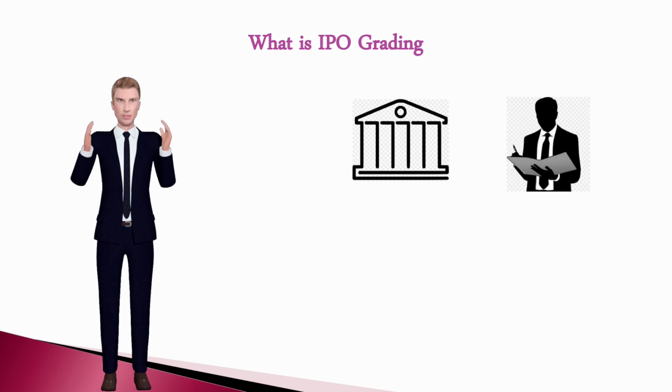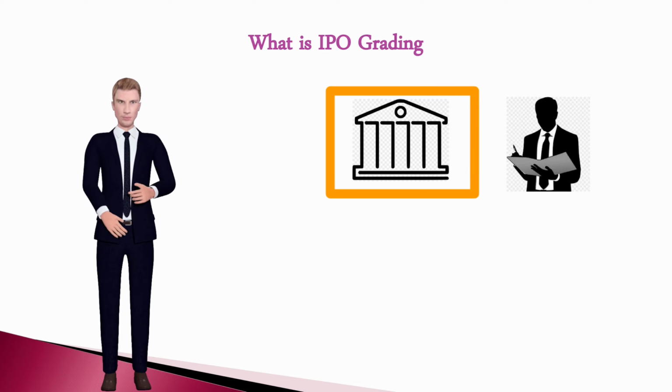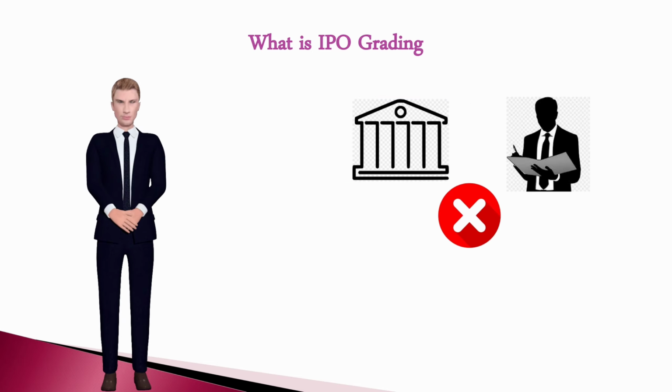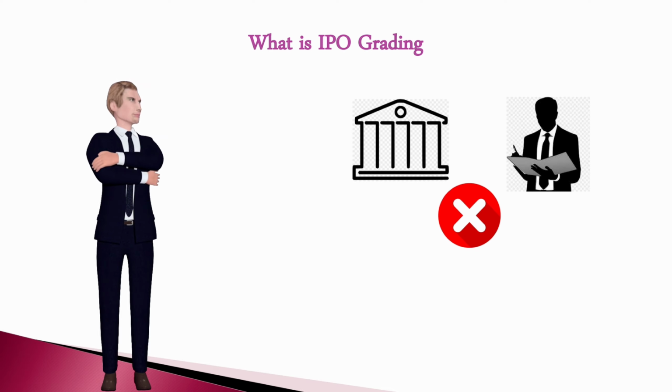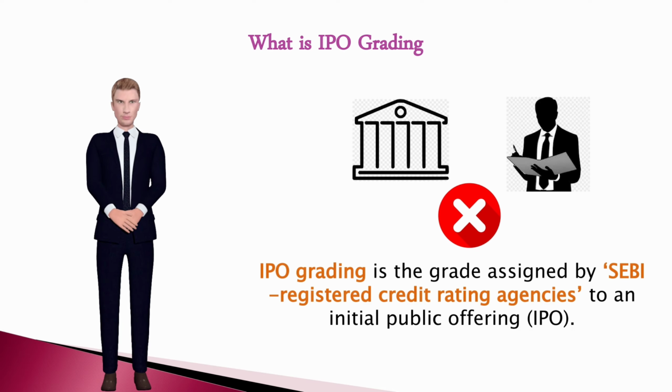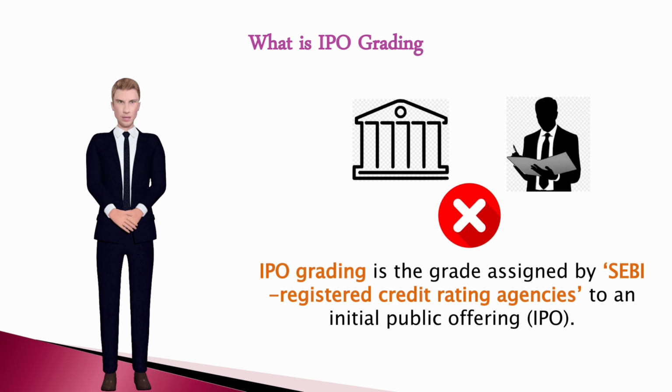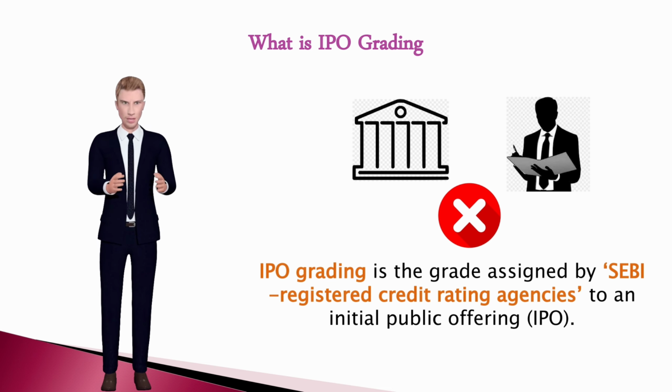Many long-term investors look for fundamental analysis, which requires long-term history of performance and data. When any issuer company launches an IPO, execution of fundamental analysis with such a depth is not possible. However, we have a ready-made tool for the same called IPO grading, which most of the investors are not aware about. IPO grading is the grade assigned by a SEBI-registered credit rating agency to an initial public offering (IPO).